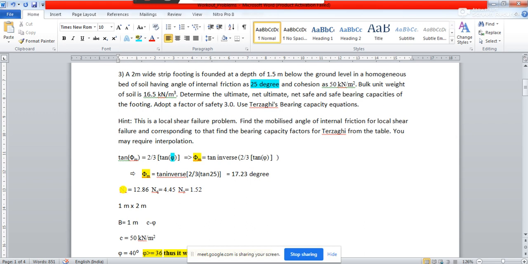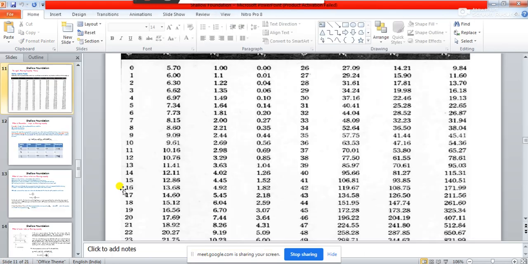So what I am saying, for 15 degree, these are the values, right? Just hold on. Let me explain. Okay. Let's say in this table only the values are given for 15 degree and 20 degree.